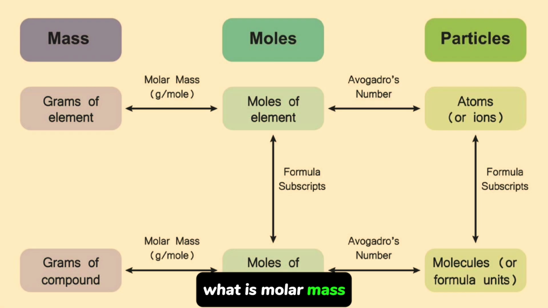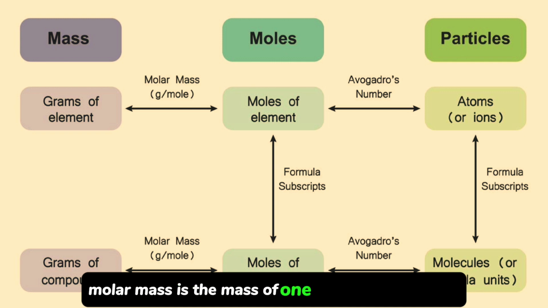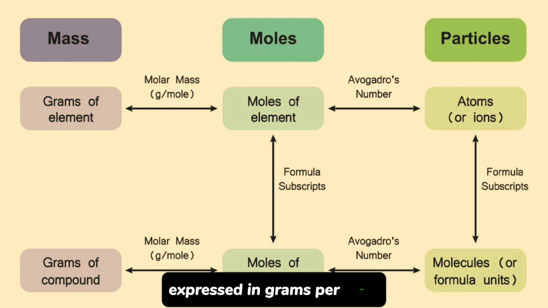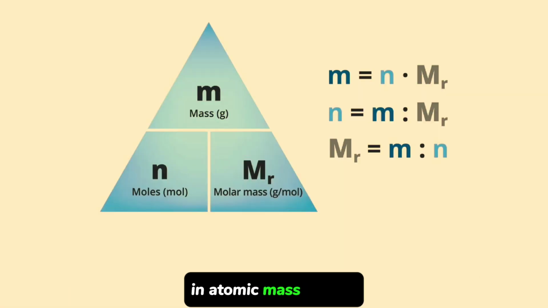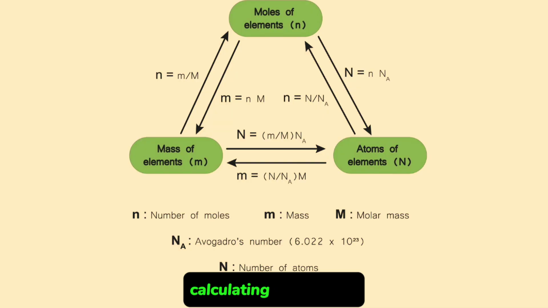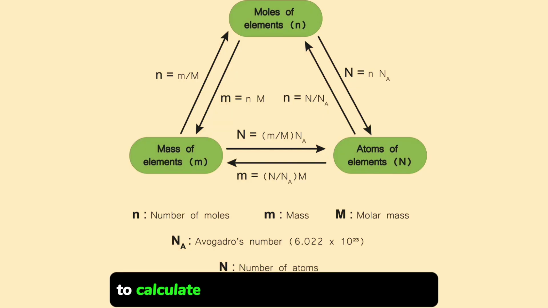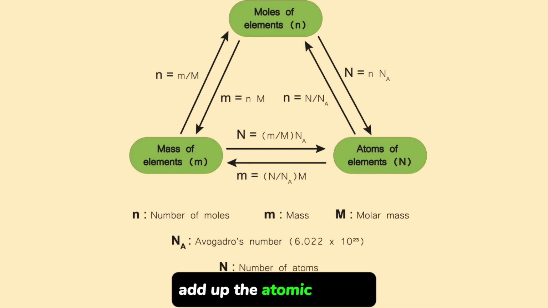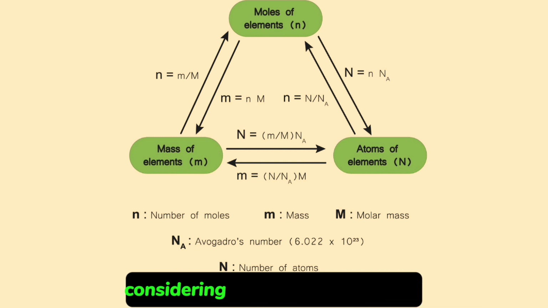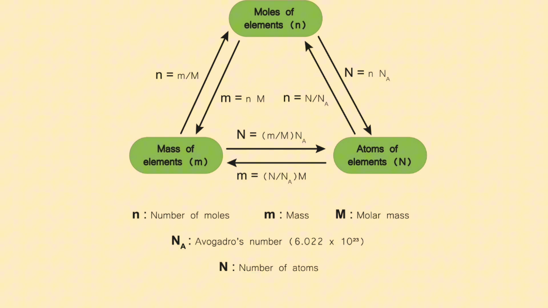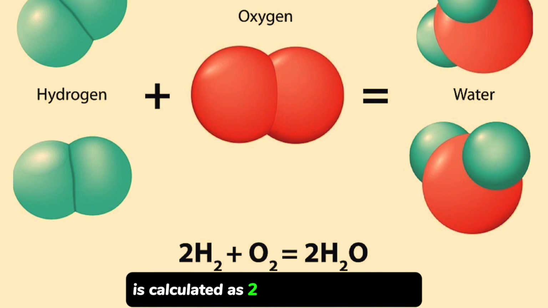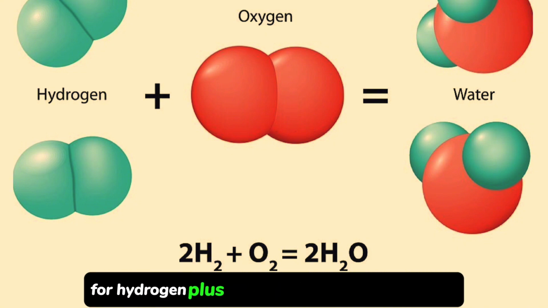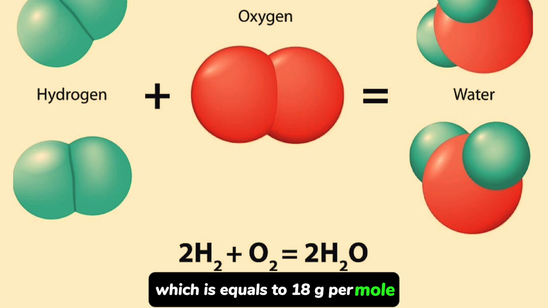What is molar mass? Molar mass is the mass of 1 mole of a substance, expressed in grams per mole. It's numerically equal to the atomic or molecular mass in atomic mass units, u. Calculating molar mass. To calculate the molar mass of a compound, add up the atomic masses of all the atoms in the compound, considering their respective subscripts. For example, the molar mass of water, H2O, is calculated as 2 × 1 gram per mole for hydrogen, plus 1 × 16 gram per mole for oxygen, which equals 18 gram per mole.